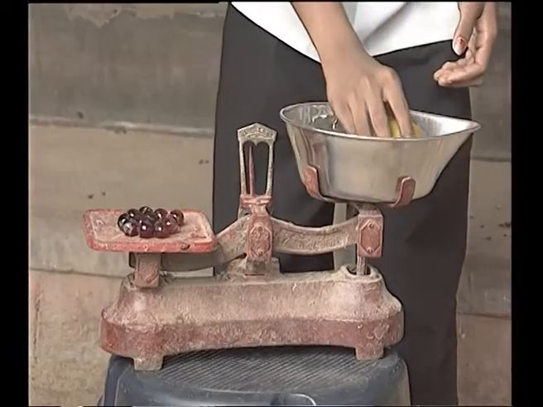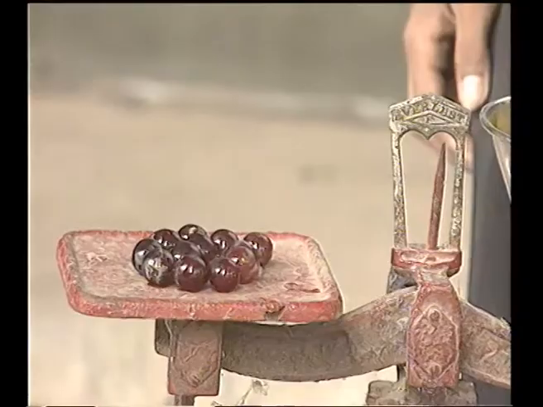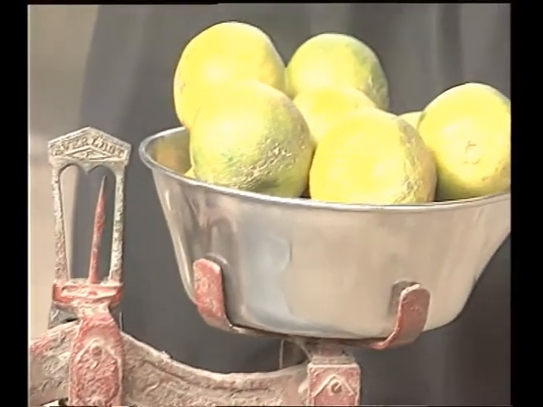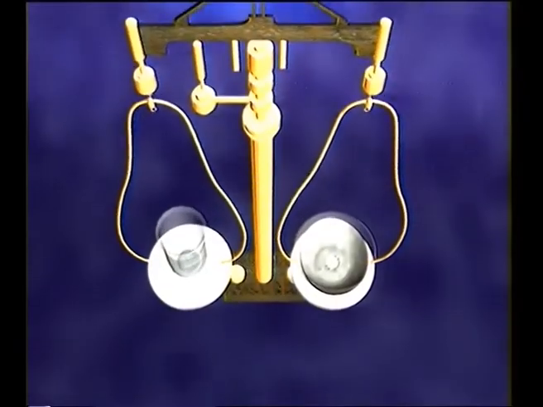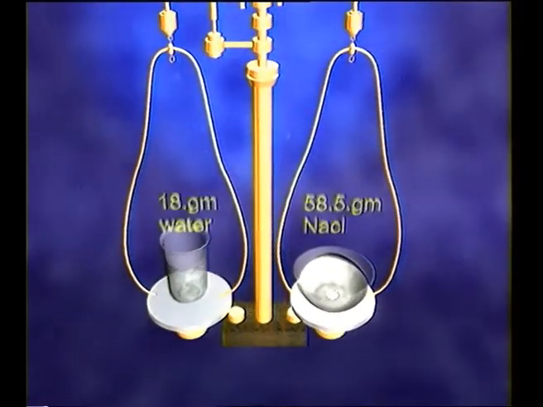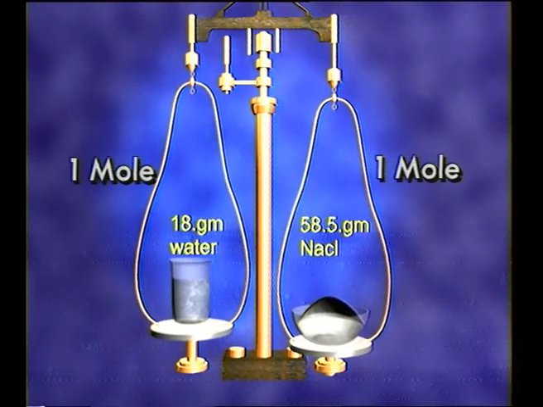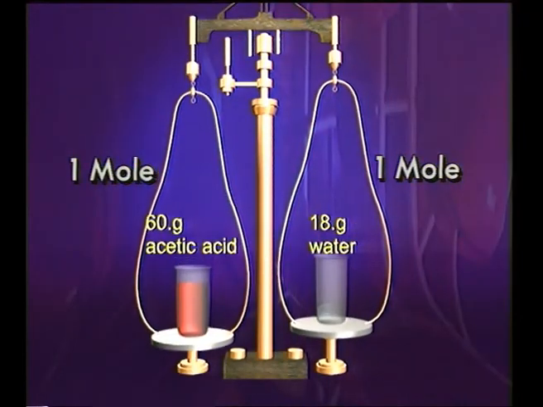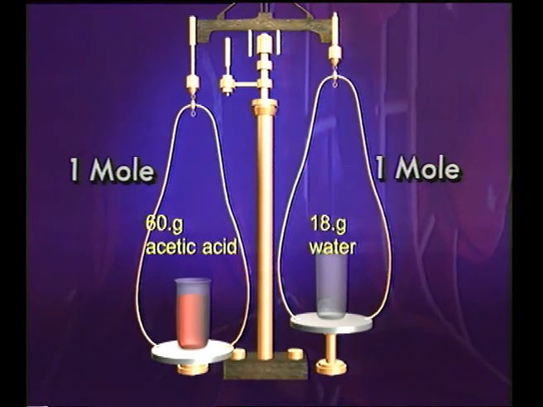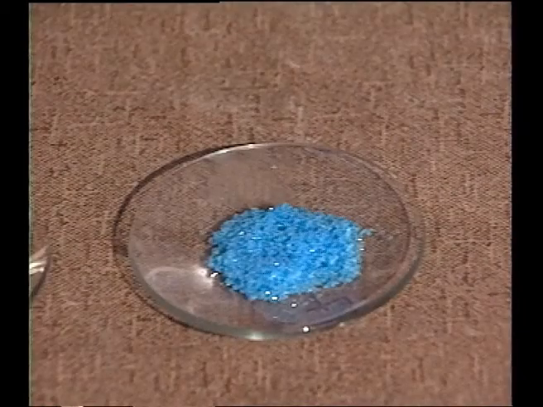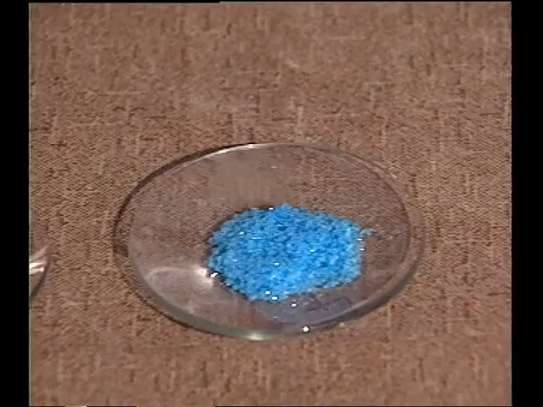To put it in a simple way, even though the weight of a dozen oranges and a dozen grapes will be different, their numbers will be the same. These are examples of substances which have different weights for 1 mole. We can assume the concept of mole from the molecular formula of a substance.